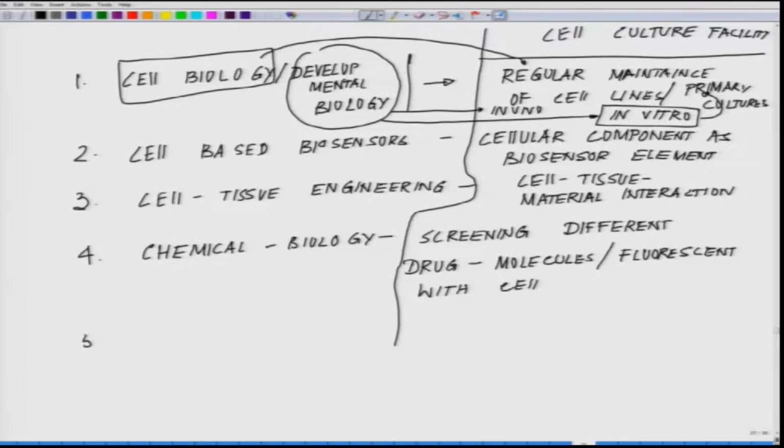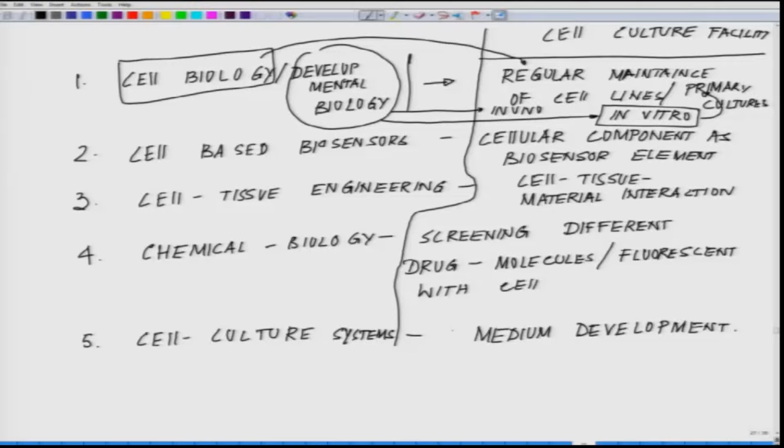Similarly, there is another fifth group which works exclusively on developing cell culture systems itself. These are the labs which exclusively work on medium development, medium for cell culture, of course. They work on substrate development, substrate for culturing the cells.